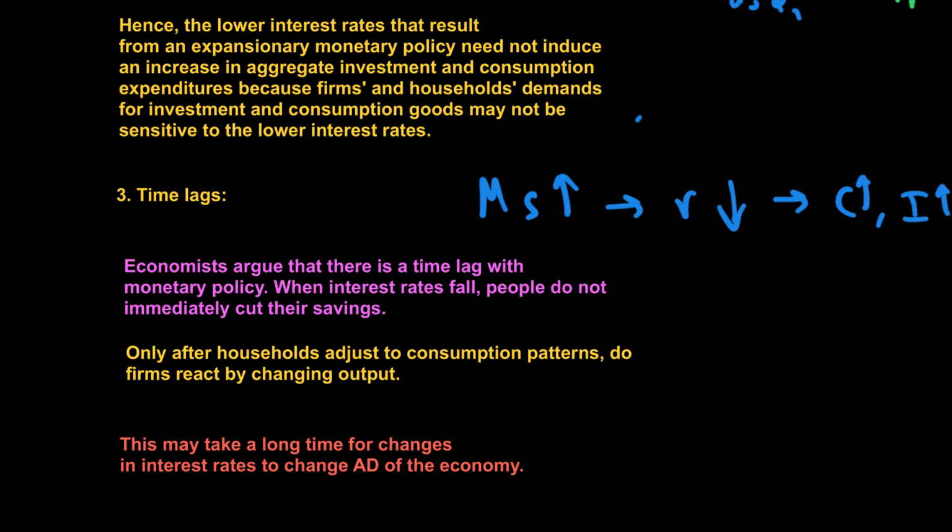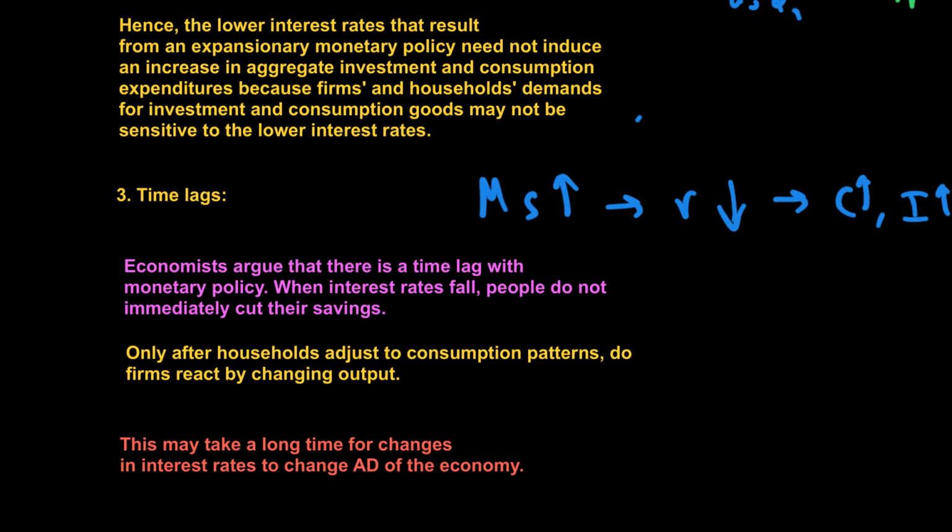But according to the Keynesians and many other economists, there is a time lag, a delay that happens. When the interest rate goes down, people do not immediately cut their savings. And if they do not respond quickly to changes in interest rate, then it will be a lot longer before the consumption pattern changes. And if the consumption pattern takes much longer to change, then only then will firms react by changing output, which means it can take much longer for AD to change.